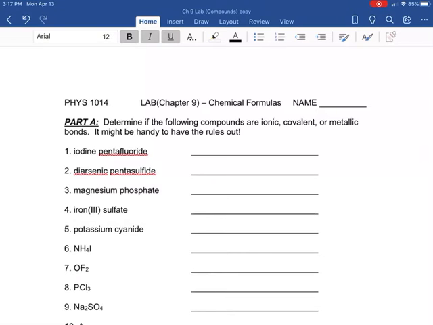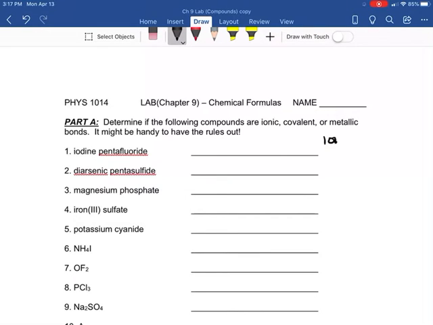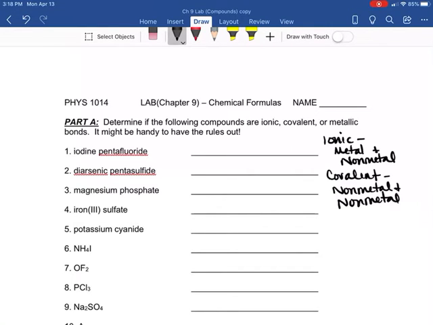All right, so this first one, you're just supposed to determine whether or not it's an ionic, covalent, or metallic bond. So if it's an ionic bond, let me write this over here. Ionic is metal and nonmetal. Covalent is nonmetal and nonmetal. So you're going to have to look at a periodic table that shows you the metal versus nonmetal side.